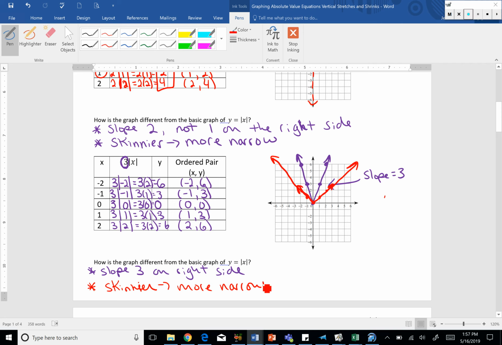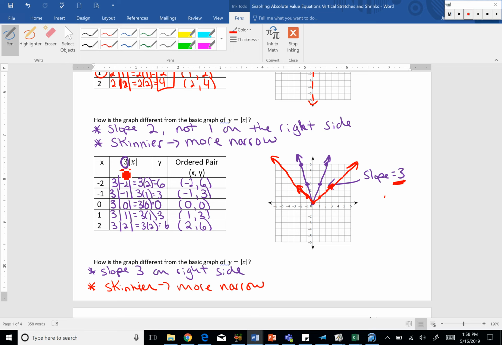So our first transformation we've done is we've multiplied our absolute value by a number bigger than 1. Whenever we did that, the number we multiplied by became our slope. Slope of 3 when we multiplied by 3. And then we saw our graph get skinnier. It went up a little bit faster. That's when we multiplied by a number bigger than 1.